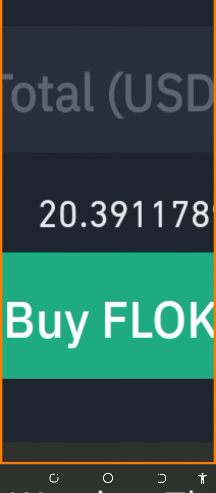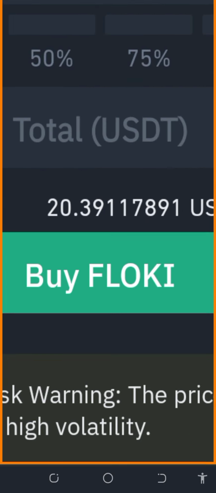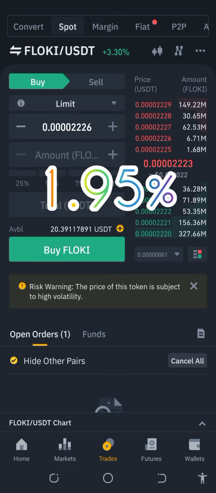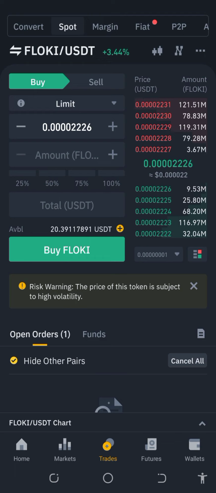We have 20.39. So that means we made 39 cents. That's a 1.85% profit margin, 1.85 to be precise. Don't forget, it was supposed to be like, I think, 20.40 or 20.41. But of course, don't forget that trading fees will be deducted, okay? So that's why it's 20.39, okay?